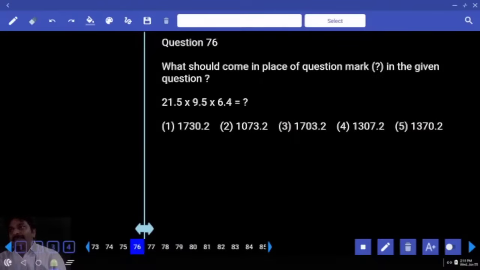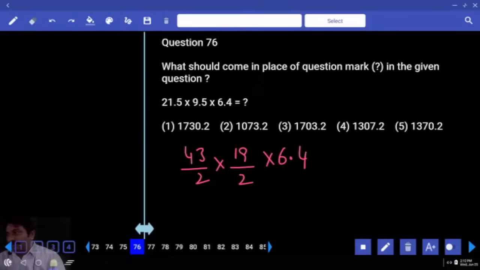Same, 21.5. I don't like 0.5. So 43 by 2 into 9.5. I'll write it as 19 by 2 into 6.4. Is that okay? 2 into 2, 4, how many times? 1.6 times. Let's verify, last digit verification.